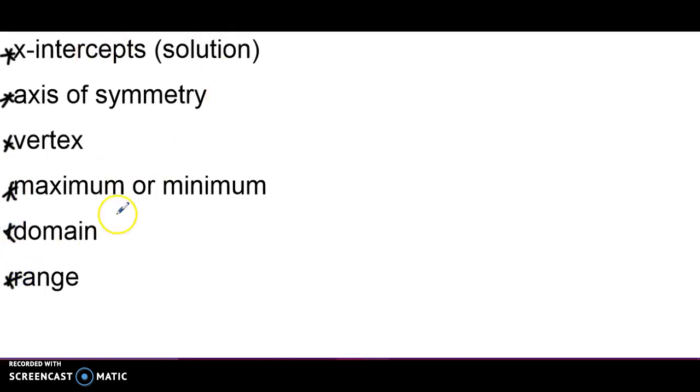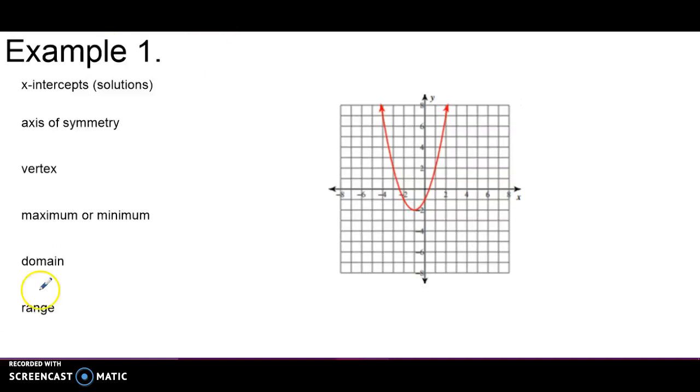Some of these we've already been working with, but a couple will be a little new to us. So let's go ahead and get started with our first example. Please have both the graph sketched to the best of your ability and everything that we're supposed to be finding written down in your notebook. All right, let's go ahead and get started on x-intercepts.